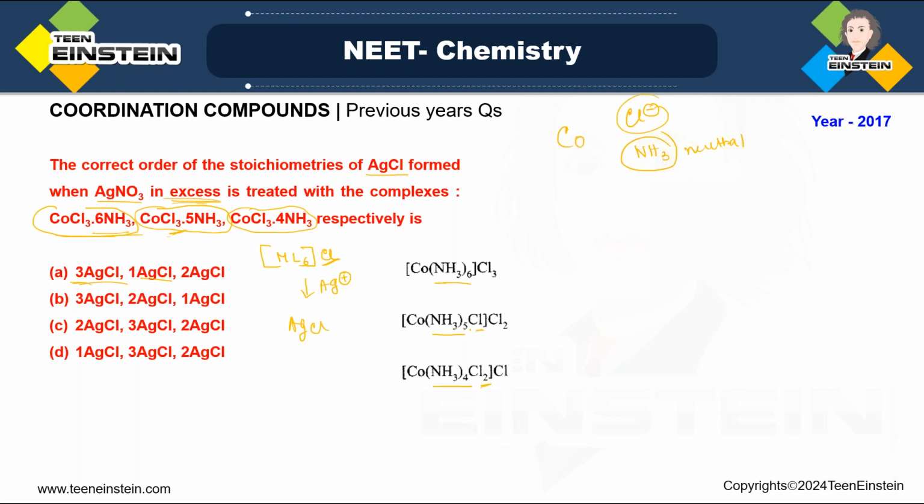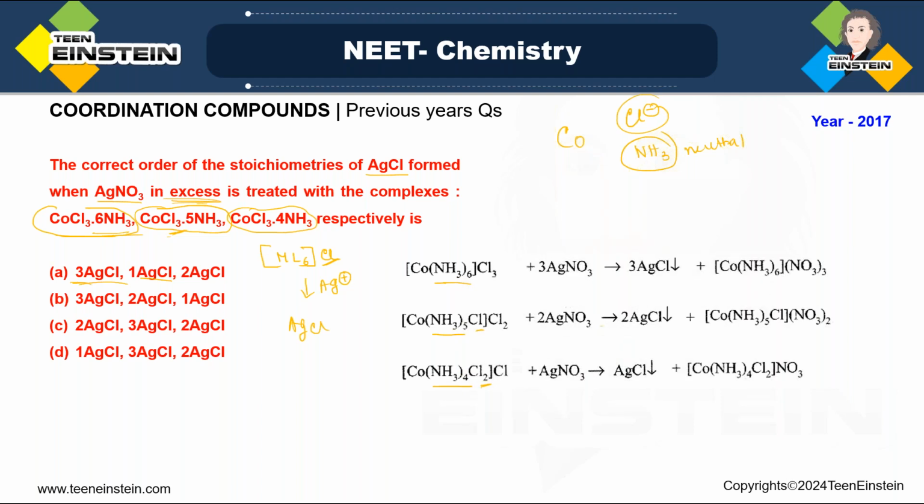So you will get 3 AgCl from the first, 2 AgCl from the second, and 1 AgCl from the last. That means option B should be the correct option. So this is the actual reaction. As you can see, here you are getting 3 AgCl, and that place is taken by NO3, which is coming from silver nitrate. Here 2 NO3. This Cl is undisturbed. It is still there. This chloride is undisturbed. It is still there. 1 NO3 is here. So 3, 2, and 1. Option B correct.